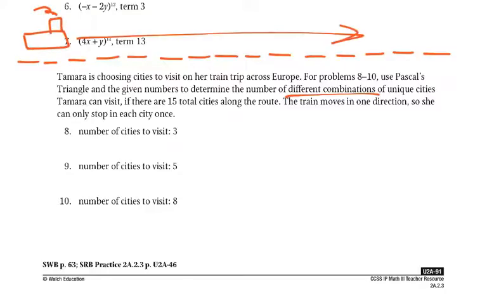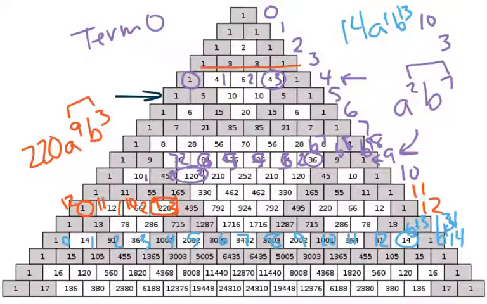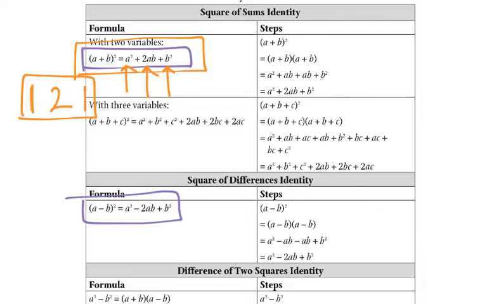And we want to know the combination of 3, 5, and 8 cities. So there's 15 total. So the total is like your row. So we're going to go to row 15, and then we're going to do term 3, 5, and 8. Okay? So if we go down to row 15, that would be 0, 1, 2, 3. So that's how many combinations there are. For 3 cities, you can go to 455 combinations.